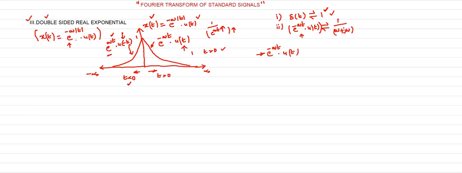Now we need to find the Fourier transform of this double sided real exponential signal. So this is your third one. I want to find the Fourier transform of the double sided e power minus a into mod t into u of t. This is a converged signal, so no problem, we can use the formula. The formula is: Fourier transform of e power minus a mod t into u of t.